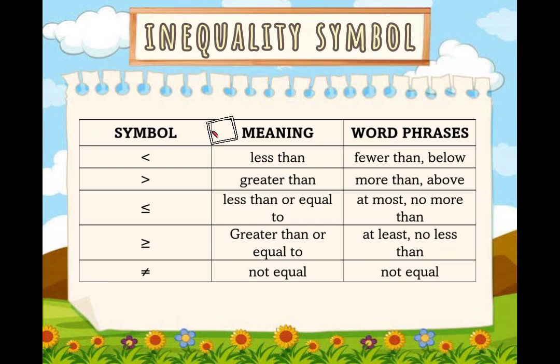The meanings of these symbols are less than, greater than, less than or equal to, greater than or equal to, and not equal. Also in word phrases, less than can be fewer than or below, greater than can be more than or above, at most or no more than, then at least or no less than. Now let's move on to our first example.